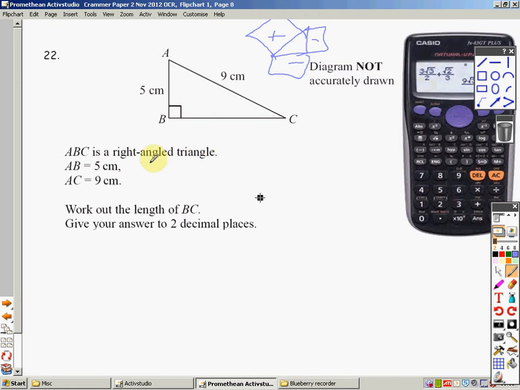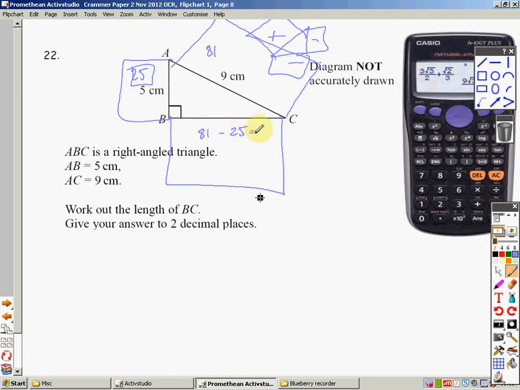Okay. Here we go then. ABC is a right angle triangle. A is 5. A to C is 9. Work out the length of B to C, correct to 2 decimal places. Okay, first of all, draw on there. 5 squared, 25. 9 squared, 81. Now this one is going to be combining those 2 facts there. It's a takeaway because it's on the biggest side. So it's going to be 81 subtract 25.